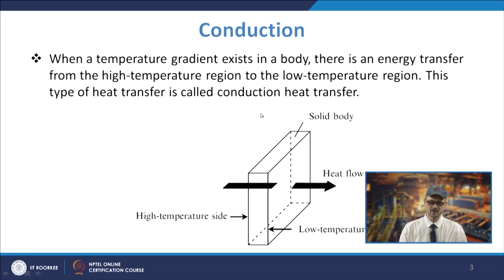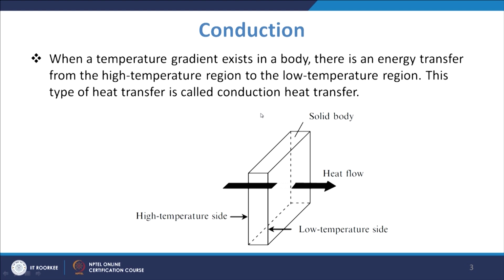So, you have a solid body, and one side is the high temperature side. In the case of the tundish, the face of the wall which is in contact with the molten steel has a high temperature, and the external face of the tundish, which is normally a steel shell, is at a lower temperature. Certainly in between you have the refractory material. So, there will be transfer of heat through that material from the high temperature to the low temperature region, and this type of heat transfer mode is the conduction mode.